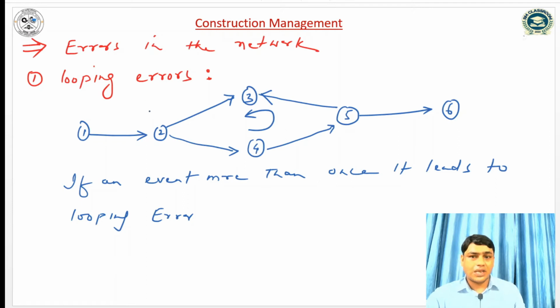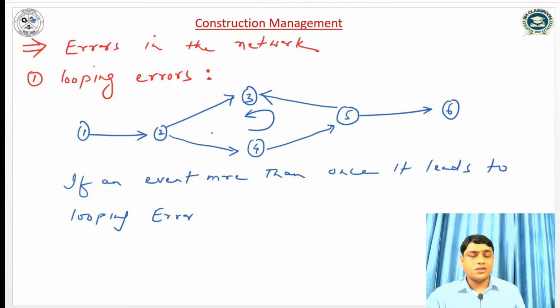The first error, as I told you earlier, is that there should be no looping in the network. We can see that we can move this way also, and this way also. So a loop is coming in the network. This type of error is called looping error, and it is not acceptable in the network.